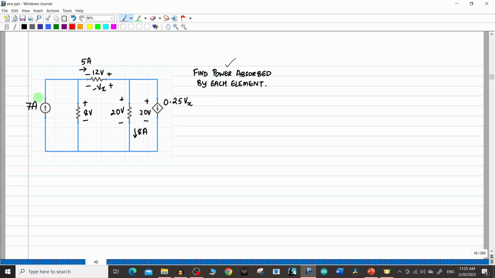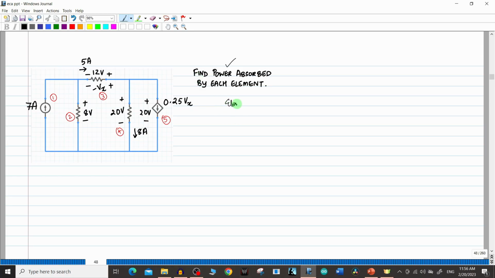So let's start initially by marking the elements. Let me call this element 1. This is my element 2. And this is my element 3, this is my element 4, and this is my element 5. We'll do it systematically. Generally, whenever you solve problems, it is better to do it systematically so that you don't make any mistake. So let us start by taking element number 1.